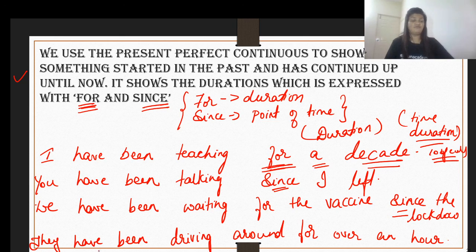Next is they have been driving around for over an hour. How long? Over an hour, showing the duration, but not telling when it exactly started, or not the particular point of time when it actually started, but then it says the whole duration for an entire hour. They have been driving around for over an hour.